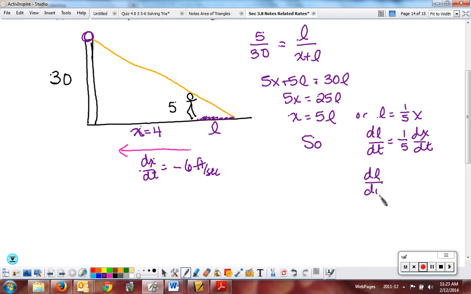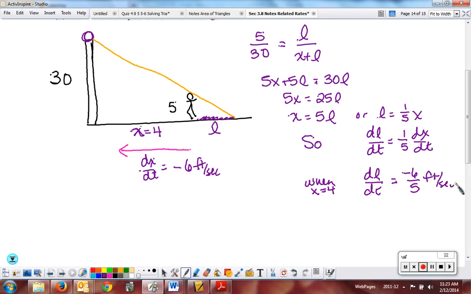dl dt when x equals 4. Notice what's true about this problem. How fast is the length of his shadow changing? Decreasing. 6 over 5. That's true, -6/5 feet per second.